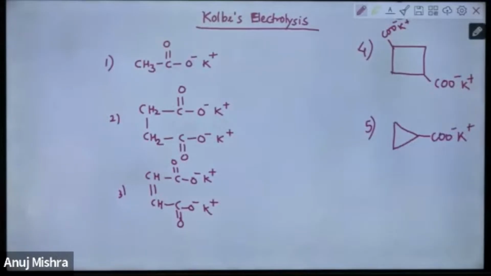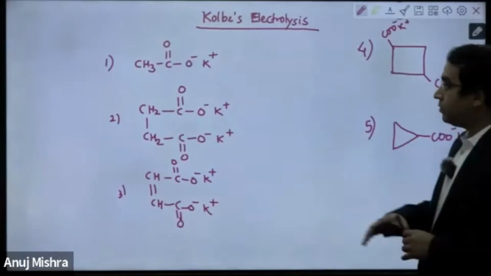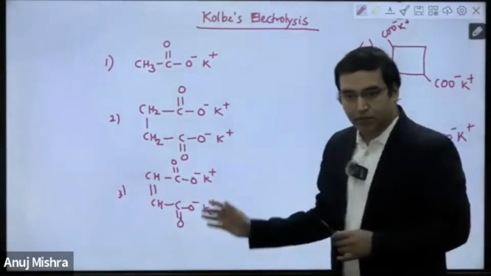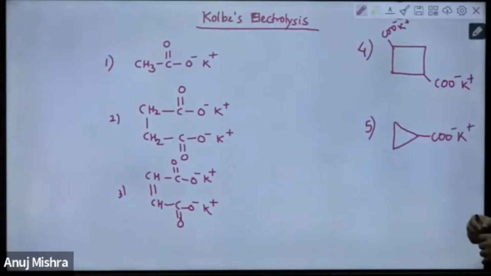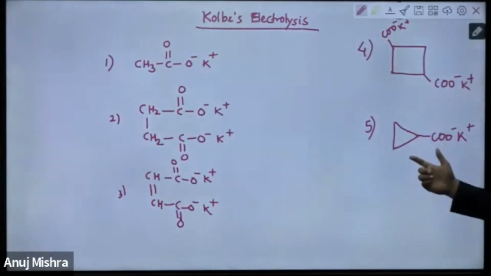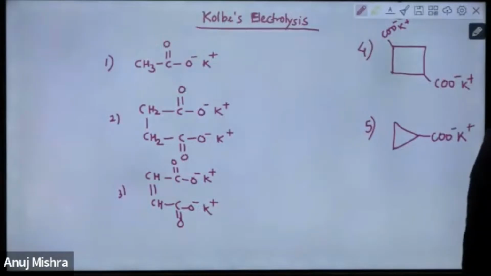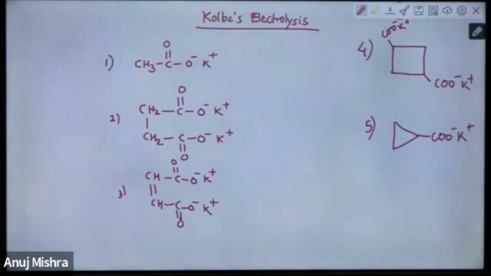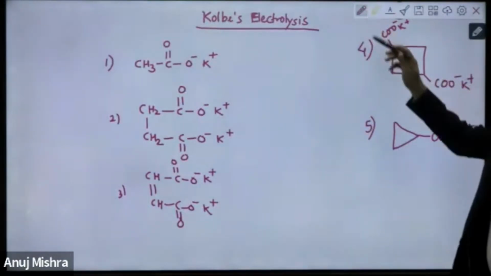So in all these reactions, one thing is common. As you can observe, these are all salts, and these are salts of some acid, right? That is the common thing. In certain cases, you have just one COOK, like the first and the fifth one. In the other three cases, you have two COOK, right? Now I'll just show you one and then I'll ask you and you will complete the others yourself.